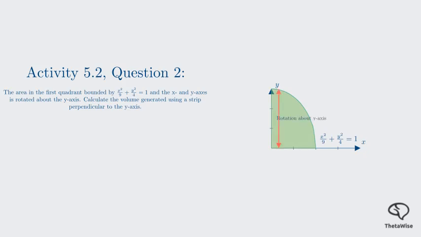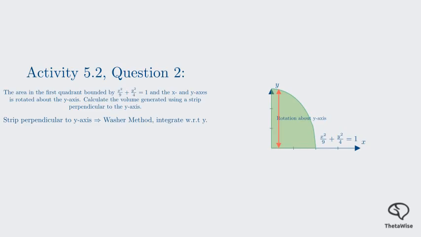We are rotating this area about the y-axis. The problem statement gives us a very important hint: using a strip perpendicular to the y-axis. This means we are using the washer method, and we will be integrating with respect to y. This is crucial because it dictates our setup.